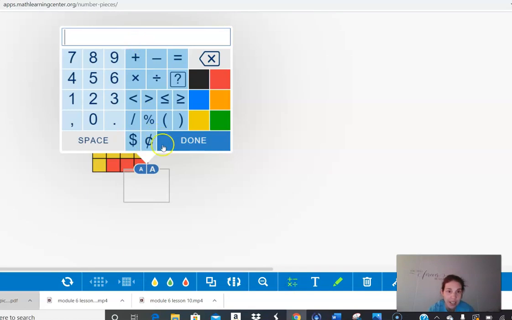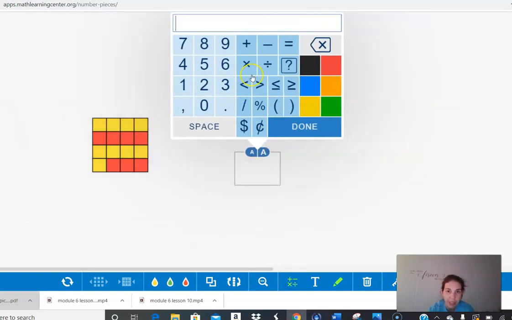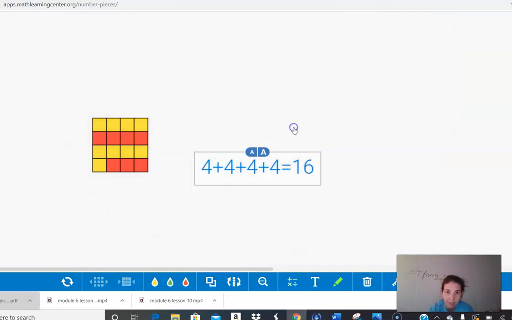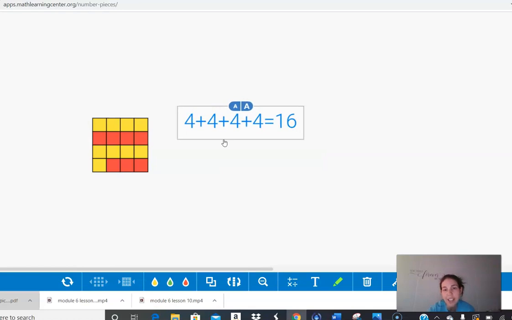So our addition sentence would be 4 plus 4 plus 4 plus 4 equals 16. Now, we don't have another addition sentence here because if we do it by column, it's also 4 plus 4 plus 4 plus 4. So this is a square, and there's the same number of rows and columns. It's the same. So there's only one addition sentence here.